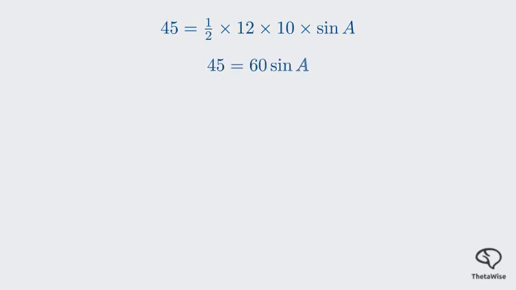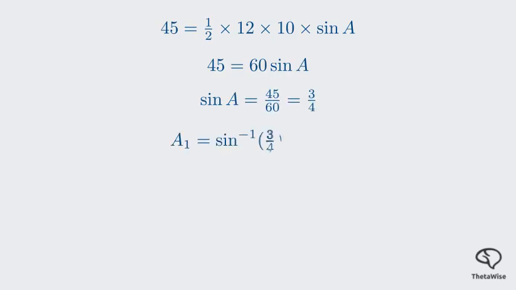Welcome back. Let's look at the solution. We have two sides and the area, so we use the area formula. Area equals 1/2 bc sin A. We can set up the equation: 45 equals 1/2 times 12 times 10 times sin A. This simplifies to 45 equals 60 times sin A. So sin A is 45 divided by 60, which is 3/4.